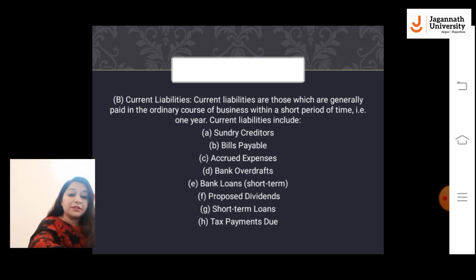Next, current liability. Current liabilities are those which are generally paid in the ordinary course of business within a short period of time, that is 1 year. Current liability includes creditors, bills payable, accrued expenses, bank overdraft, bank loan, proposed dividend, short term loan, and tax payment due. These are current liability.